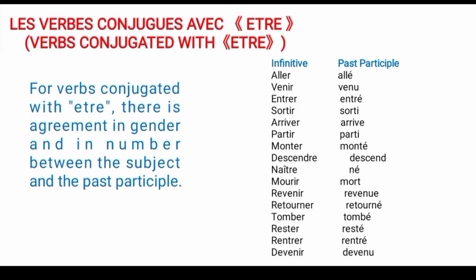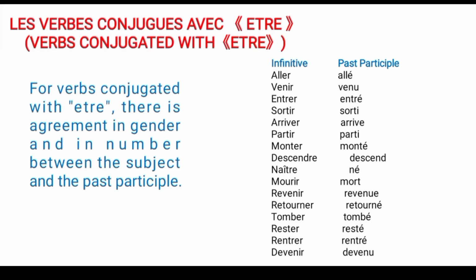So when you see verbs like these, they are all conjugated with the present of the verb être for their Passé Composé. Aller will be je suis allé. You see the participe passé there. Venir will be je suis venu. Entrer will be je suis entré. Sortir will be je suis sorti. Je suis arrivé. Je suis parti. Je suis monté.